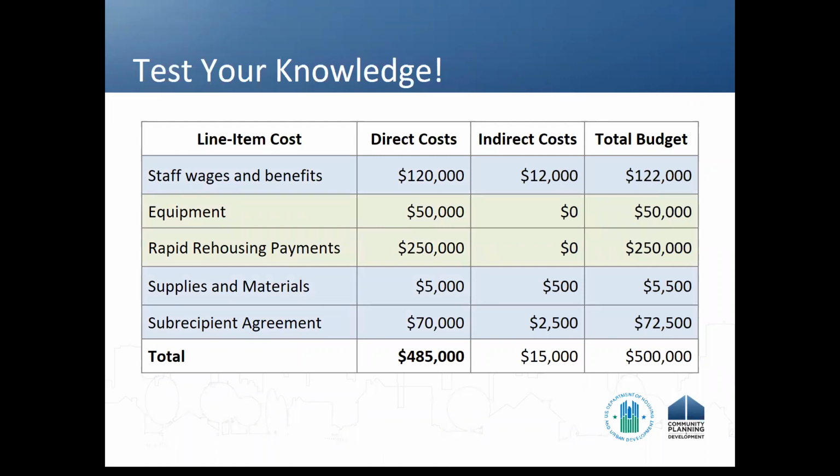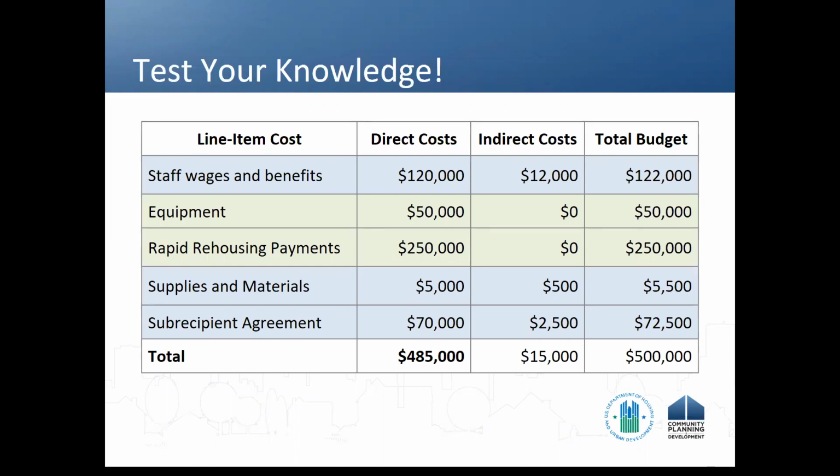Okay, so let's see how you did. Staff wages and benefits and supplies and materials are both MTDCs, and therefore the direct costs incurred for those line items of costs are subject to the 10% de minimis plus up to recoup indirect costs. The subrecipient agreement is also an MTDC, but only up to the first $25,000 of the subaward is an eligible MTDC, and therefore only $2,500 can be recouped for indirect costs. Equipment is not an MTDC, and therefore no indirect costs can be recouped for that line item of cost.